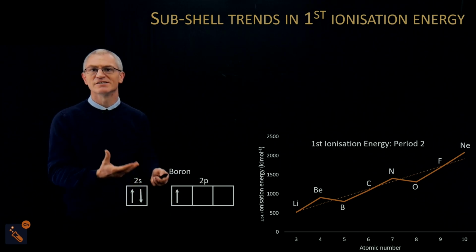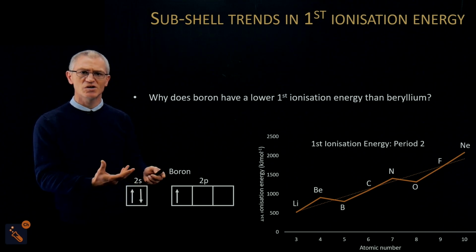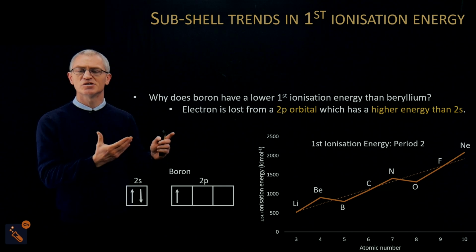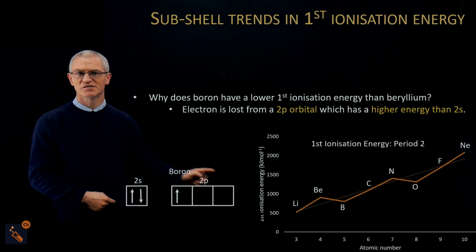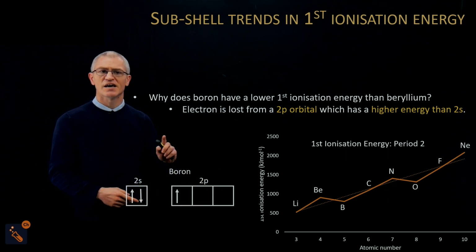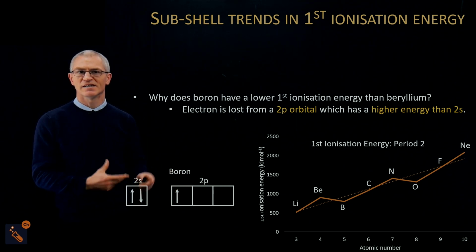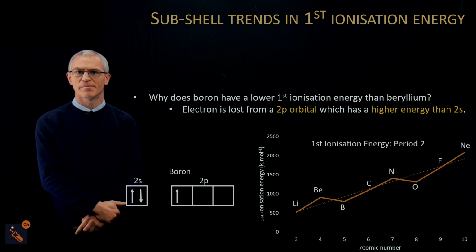So essentially, if we put that into an exam answer, why does boron have a lower first ionization energy than beryllium? It's because the electron is lost from a 2p orbital, so we're losing it from this orbital here, and that orbital has a higher energy than the 2s. And that's how you do it in an exam.